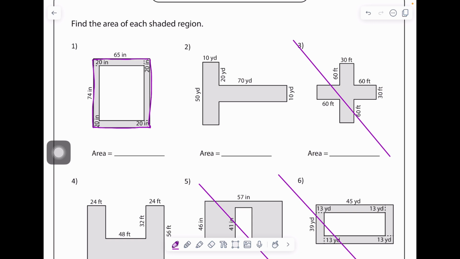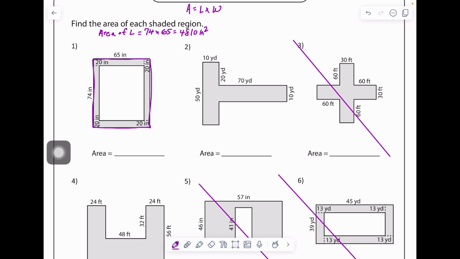So in this case, that rectangle, let's call it large, is going to be 74 by 65. All I'm using here is area equals length times width. Now I need to know what that value is, so I'm going to get that number: 4,810 square inches.